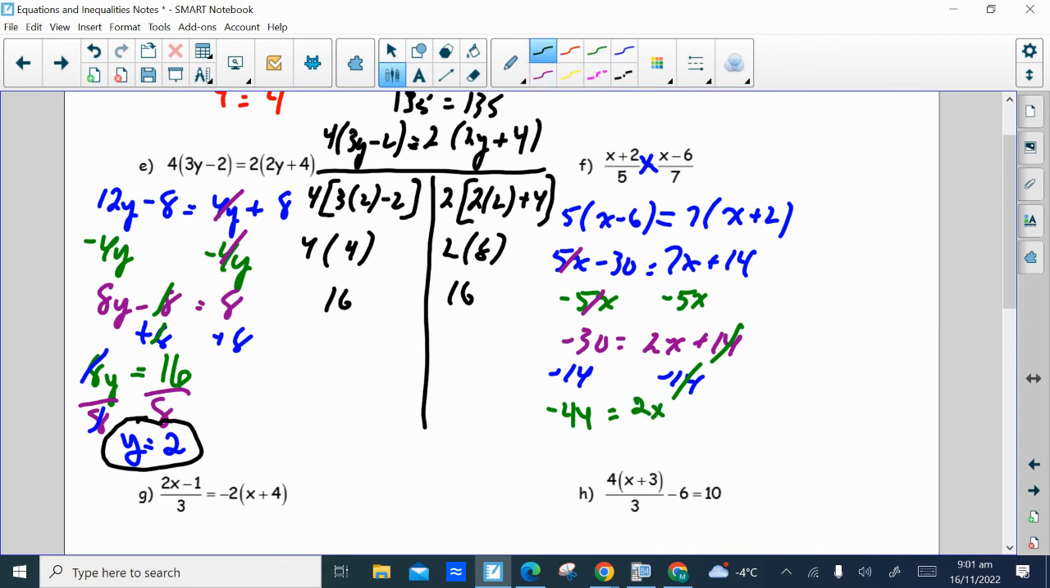And then finally, we would divide both sides by 2 to get x by itself. Negative 44 divided by 2 is negative 22. That's what x equals. And so that's what we're going to put in our check. And again, for your check, you always start with the original equation.